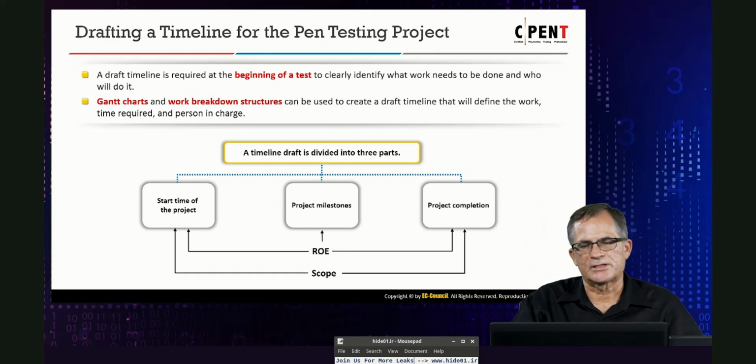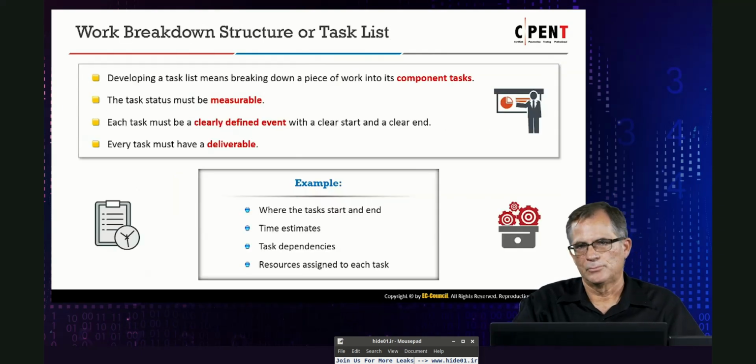So we draft a timeline. The start and end time of the project. You can use Gantt charts, work breakdown structures, those types of things. Start and end time, the project milestones, project completion. These are the three main components of the timeline for pen testing. The work breakdown structure or task list, that's our measurable task. That means where the tasks start and end, the time estimates, the task dependencies, and the resources assigned to each task. That's a WBS, otherwise known as a work breakdown structure.